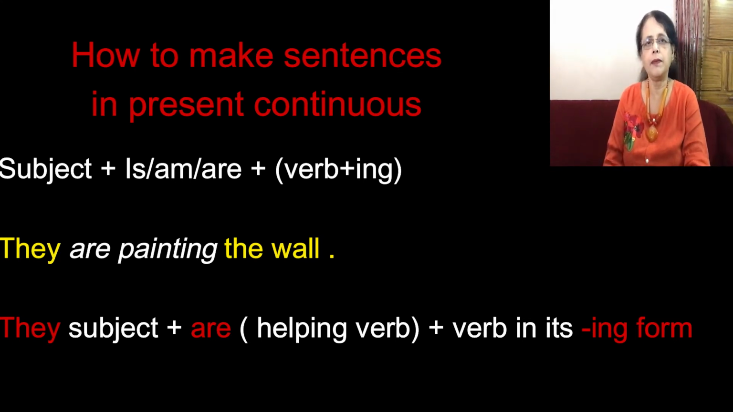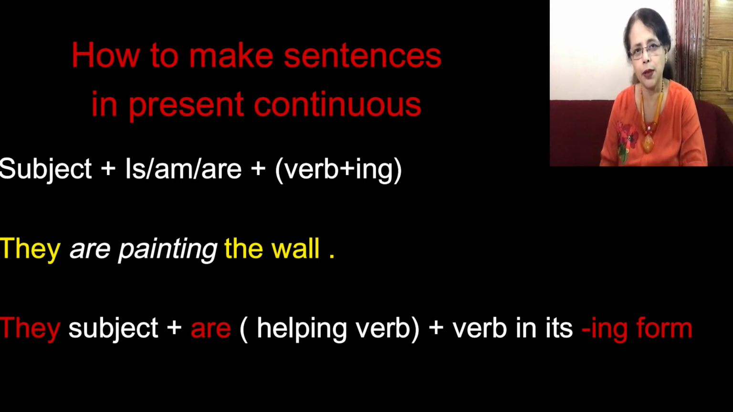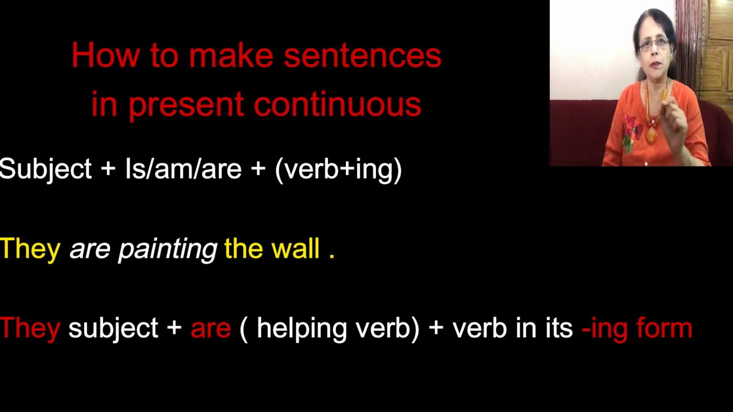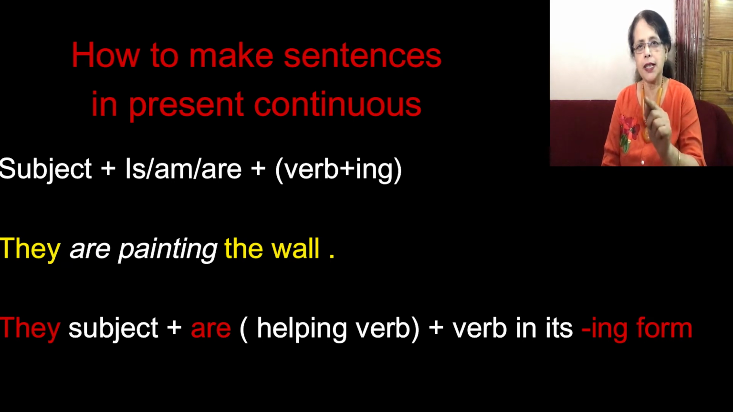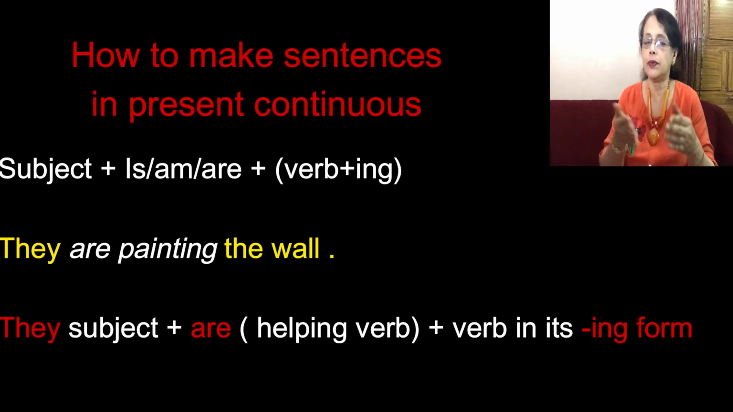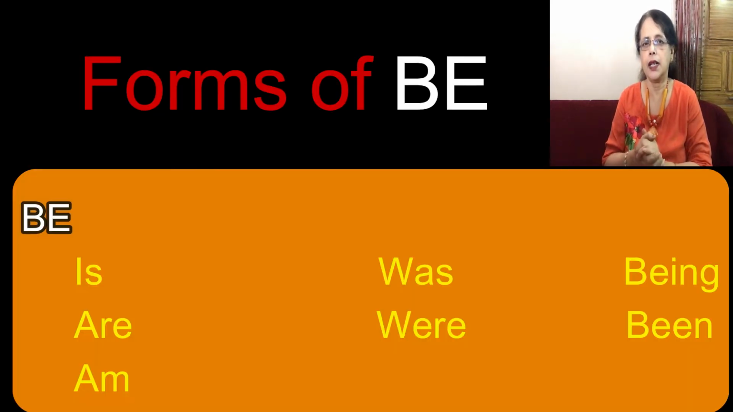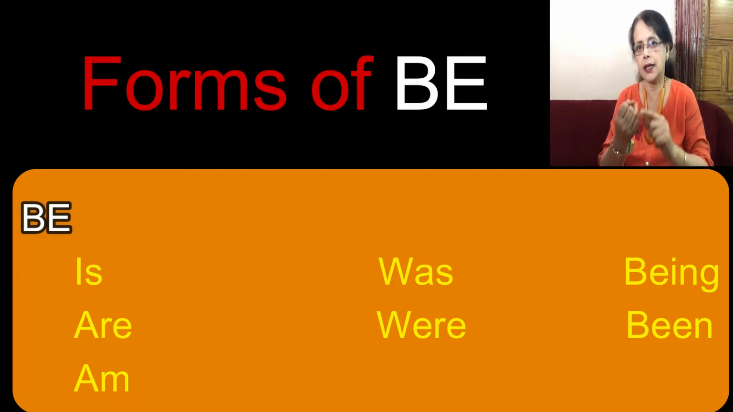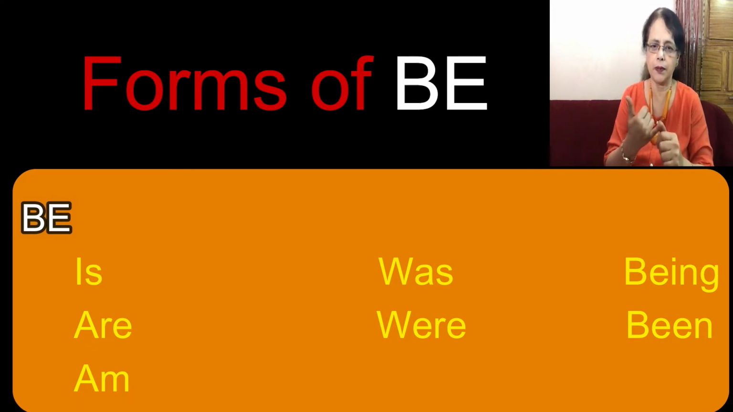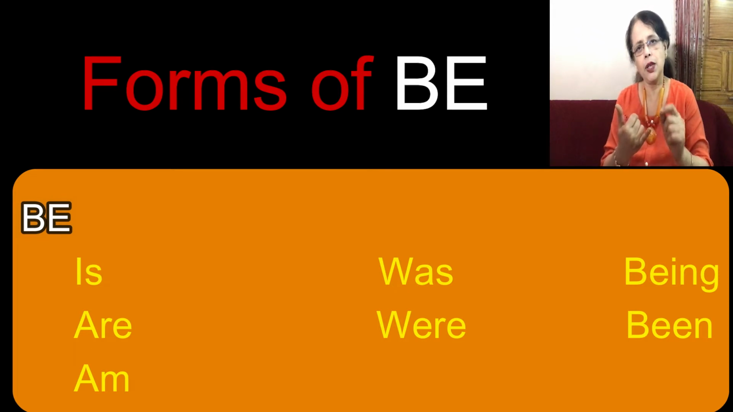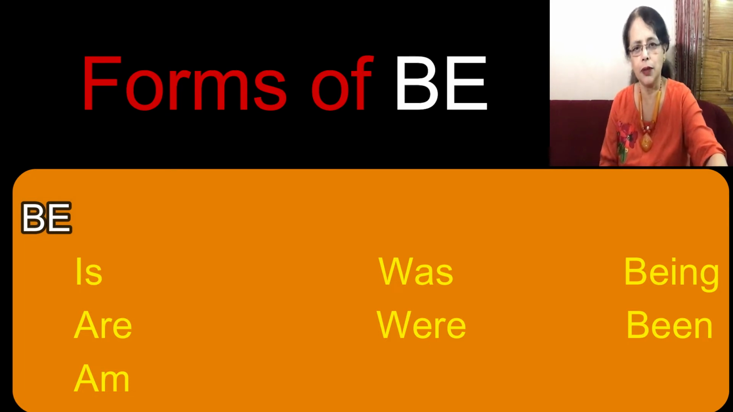At this point of time, let me tell you that the verb be has 7 forms. Why am I talking about the verb be? Because we are using is, am, or are in present continuous tense, and all these three verbs are forms of be. Now let us see the 7 forms of be: is, are, am, was, were, being, and been. In the present continuous tense, we use is, are, and am. Fine. About the usage of the other verbs, we will come to know later.